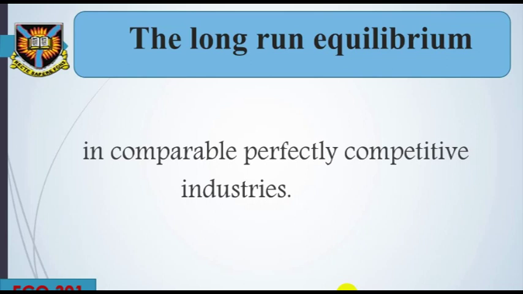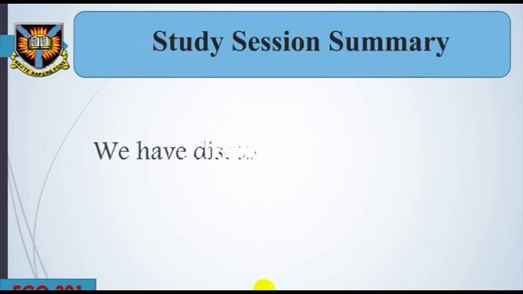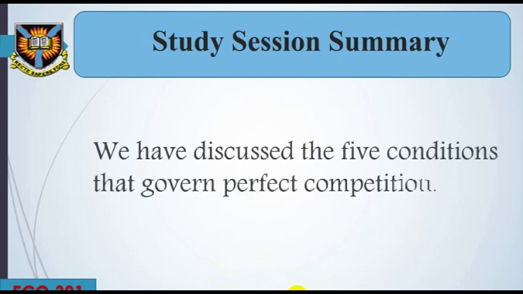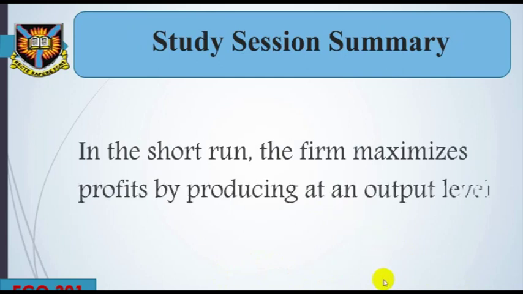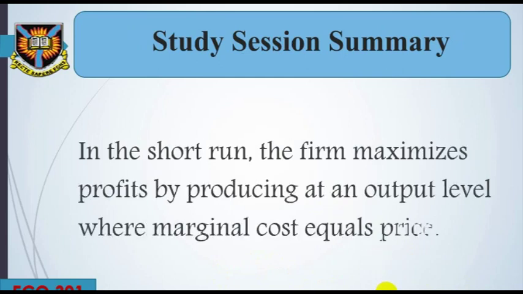Studies section summary. We have discussed the 5 conditions that govern perfect competition, which are the presence of a large number of firms producing homogeneous products. Each competitor is a price taker and cannot significantly influence the market. All resources must be perfectly mobile. There is perfect information and complete knowledge, and there is freedom of entry and exit from the market, while the objective of all firms is to maximize profit.